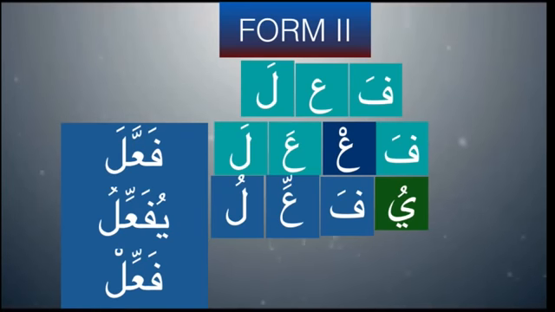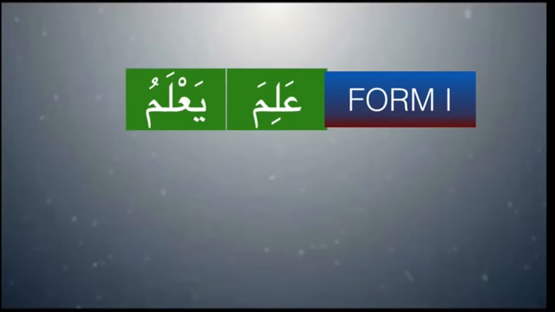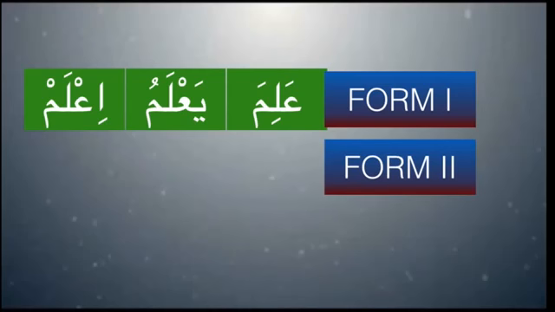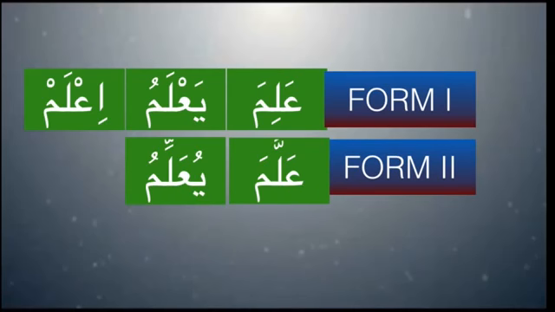So yufa''ilu is your mudari', and the amr will be fa''il. When we know how it is formed, the alamat mudari' is taken away, and the lam kalima turns into majzoom. So it's fa''il, that's the amr. For example, if we take a form 1 example, alima, ya'lamu, i'lam. Form 2 will be allama, yu'allimu, and allim.